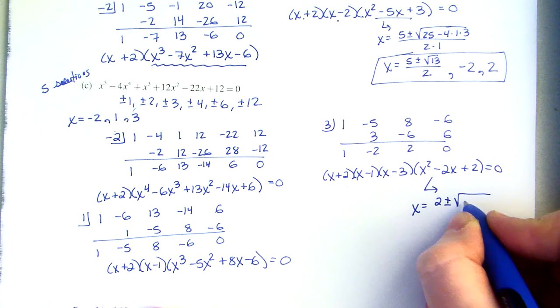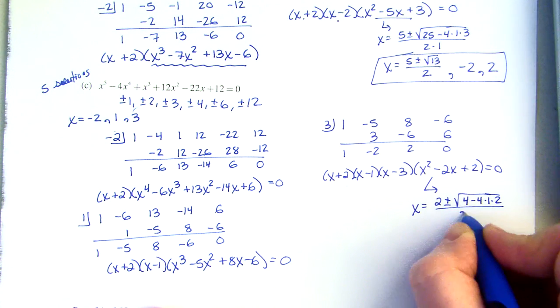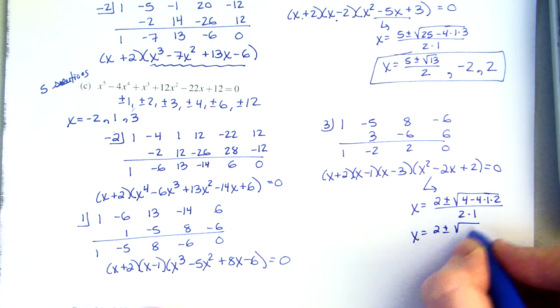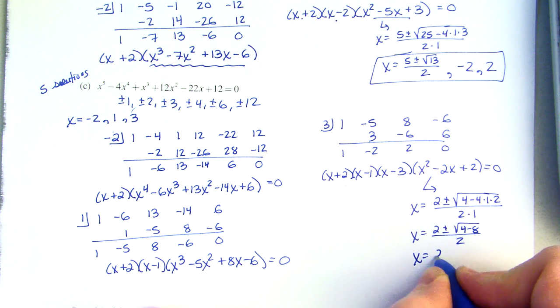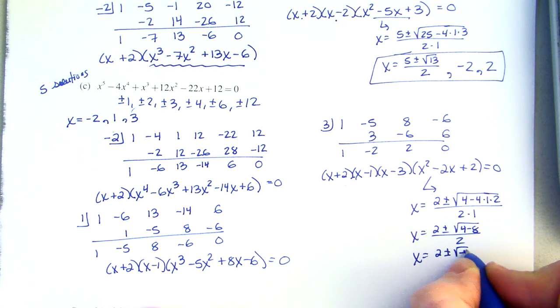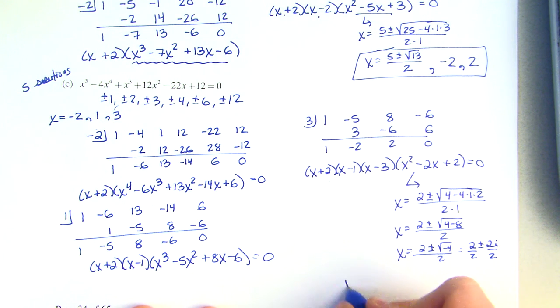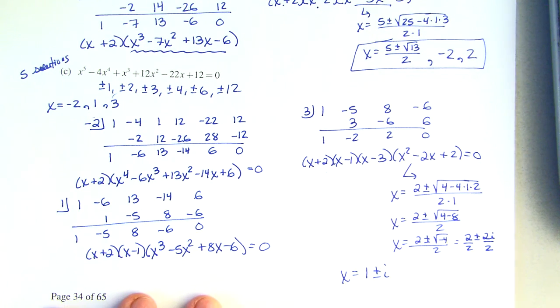Negative b plus or minus the square root of b squared, which is 4, minus 4 times a times c, all over 2a. This is 2 plus or minus the square root of 4 minus 8, over 2. 2 plus or minus the square root of negative 4, over 2. The square root of negative 4 is 2i. 2 plus or minus 2i. I'm going to separate my fraction right away. I am getting 1 plus or minus i. 1 plus i, 1 minus i.